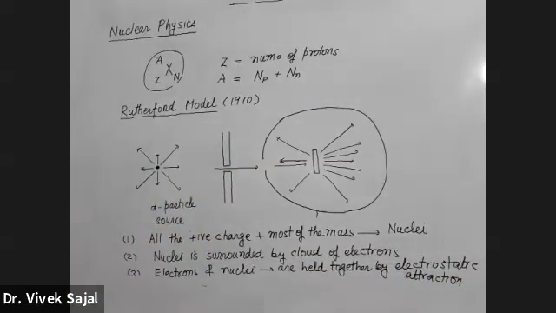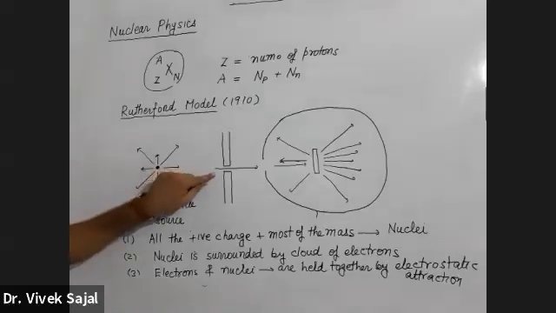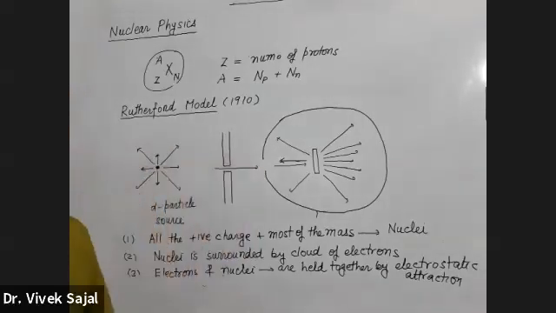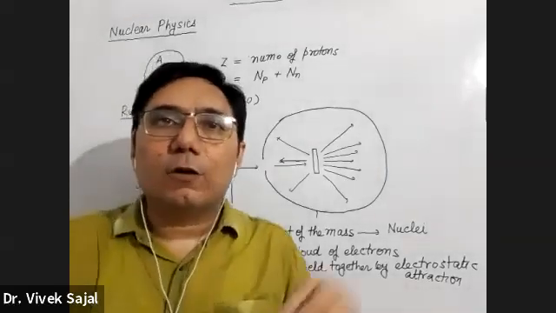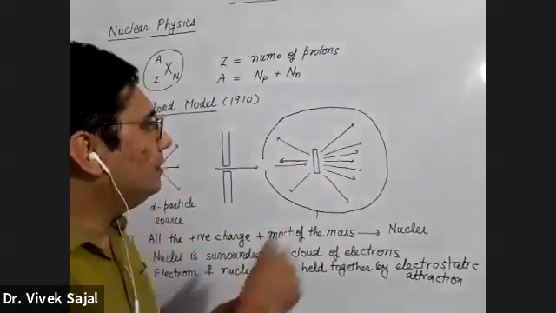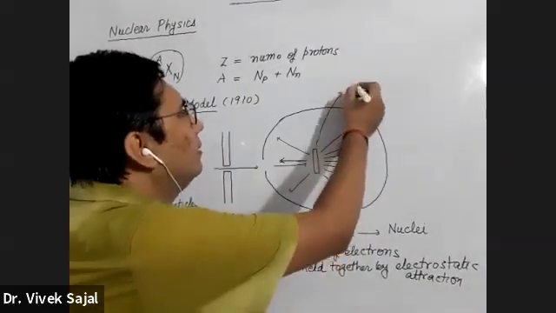So he made these three assumptions, and on the basis of these three assumptions, what was he saying? He was saying, when an alpha particle is moving towards the nuclei, here we are bombarding this gold foil.